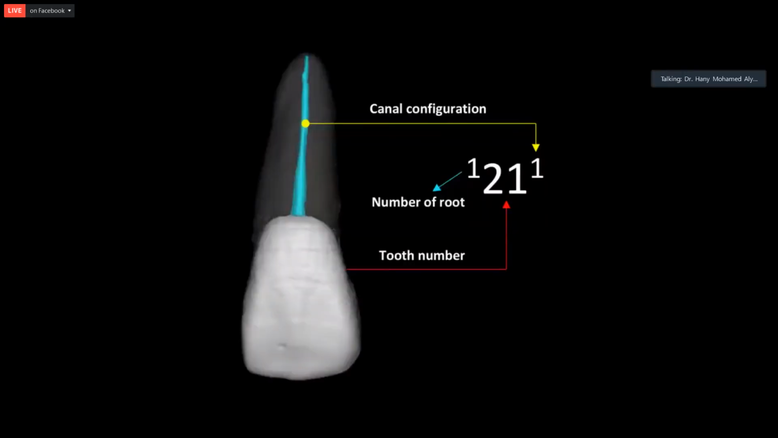This classification system is mainly a coding system in which we have three components to mention: the tooth number, the number of roots as a superscript on the left, and the canal configuration as a superscript on the right.